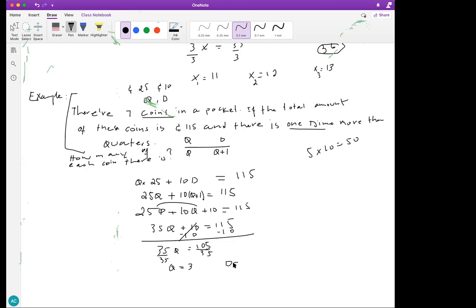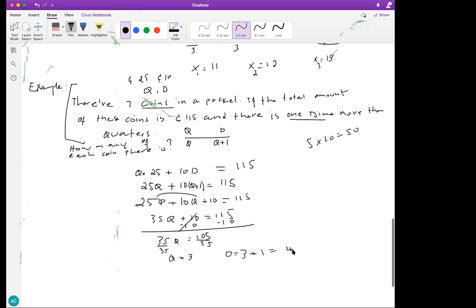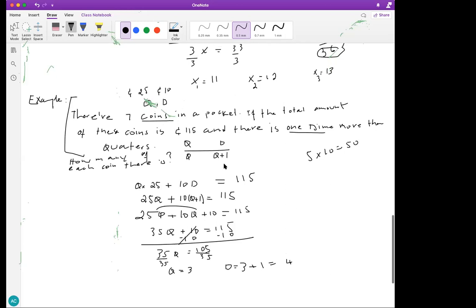D will be 4. That's right. D is whatever the number of quarters is plus 1. So it'll be 3 plus 1, which is 4, because the problem says there is one more dime than quarters. There's one more dime than quarters, and that's why we have 3 quarters, 4 dimes. Let's see if this adds up.